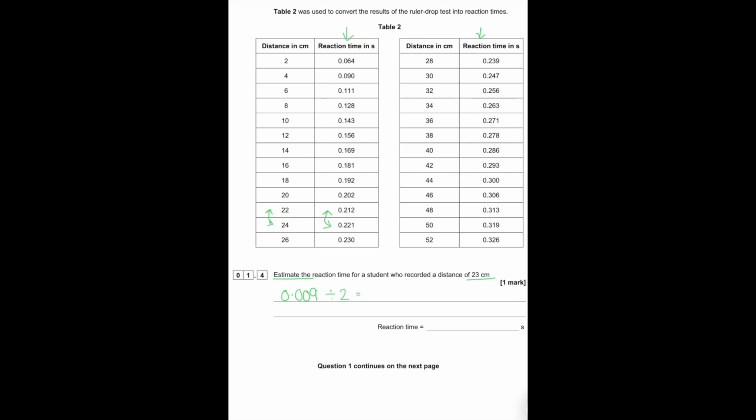So if we divide that by 2, it's going to be 0.0045. So if we add that on to 0.212 plus 0.0045, we will get 0.2165. So we would say, as an estimate, a reaction time would probably be 0.217. Any answer between 0.215 and 0.218 should be accepted.